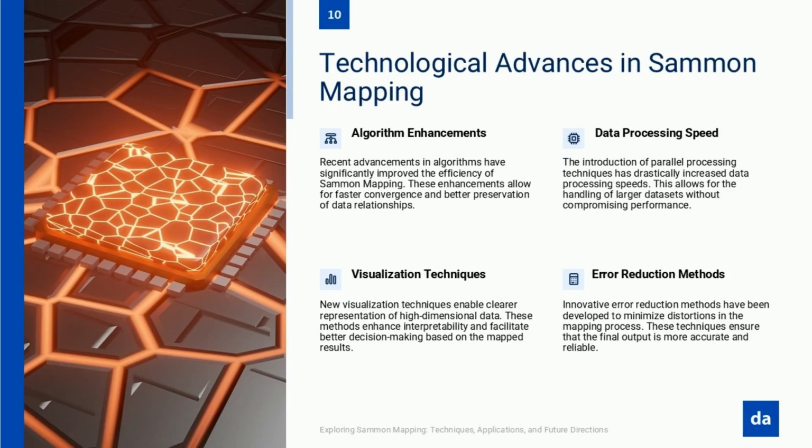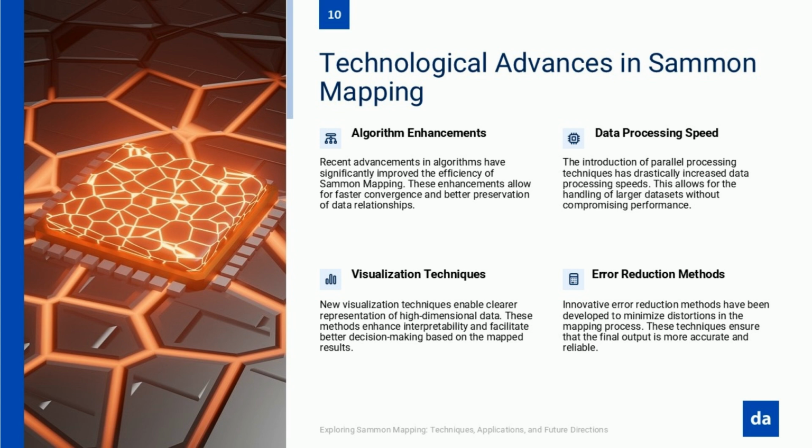As technology progresses, so do the tools and techniques that power complex data analysis. Sammon mapping, despite being developed in 1969, has not remained static. It has evolved alongside advances in computational power, optimization algorithms, and data science applications. One of the biggest advancements is algorithmic optimization.